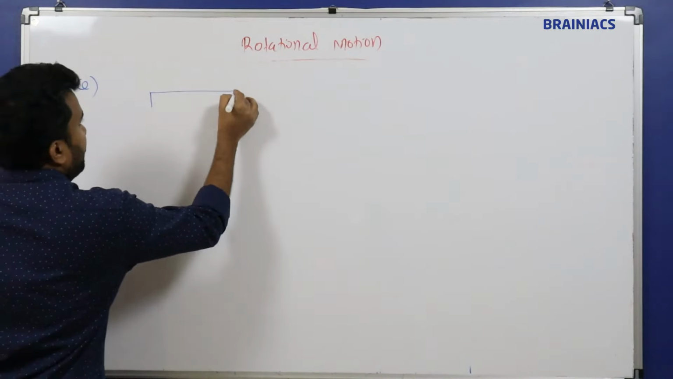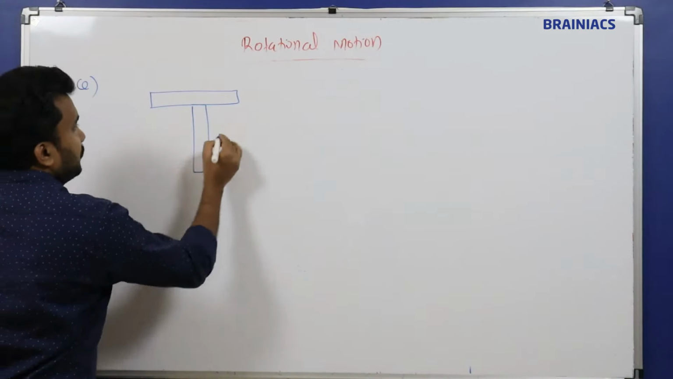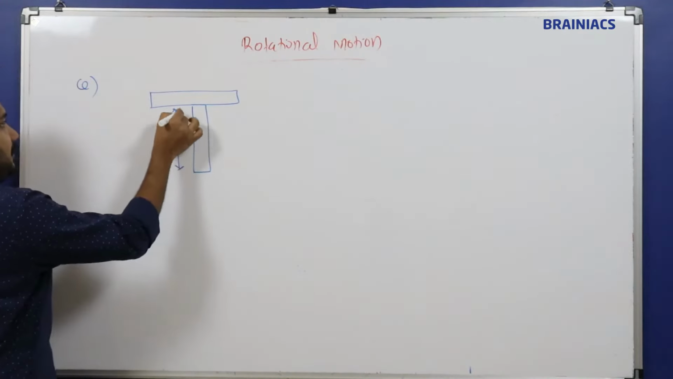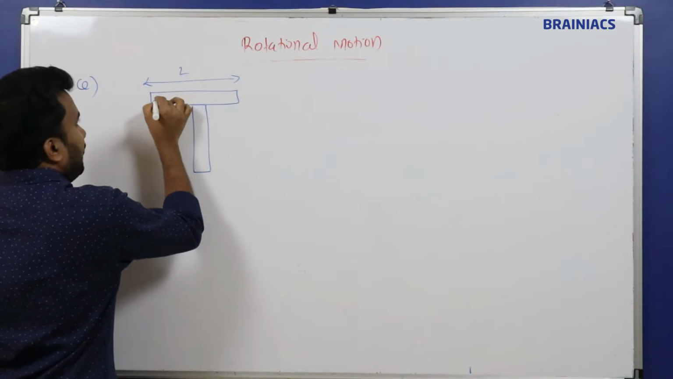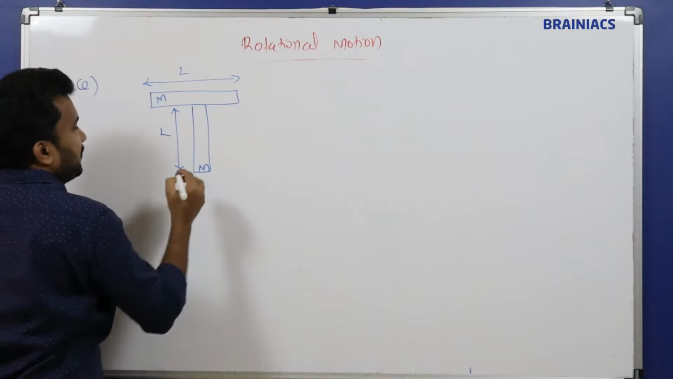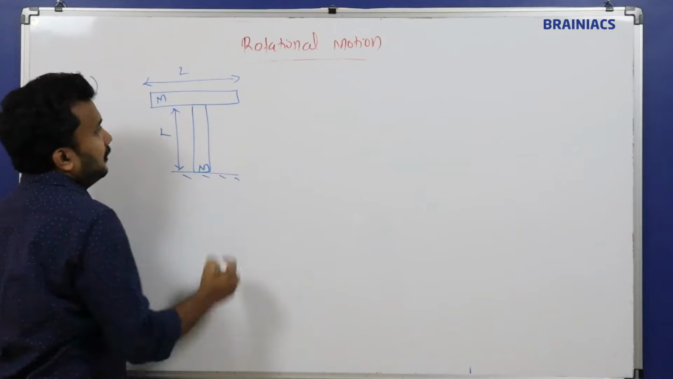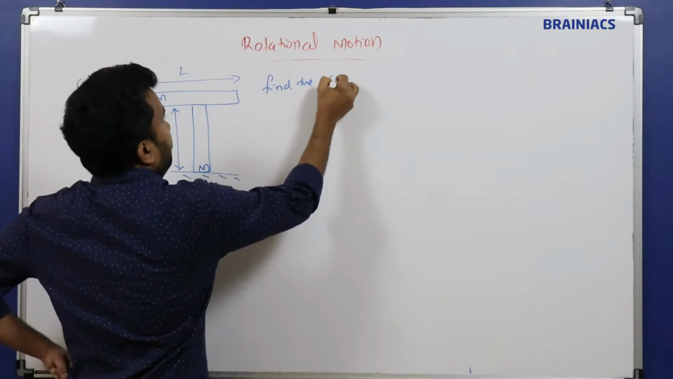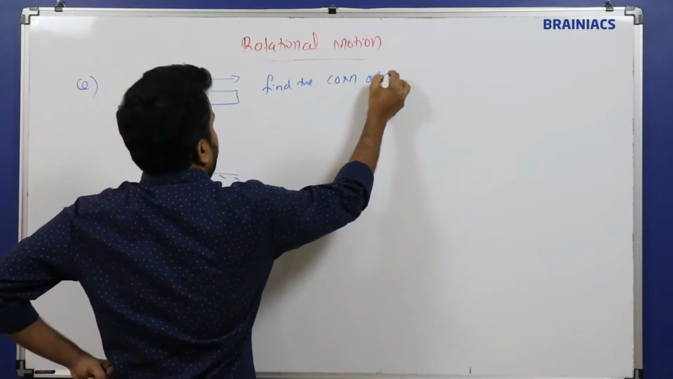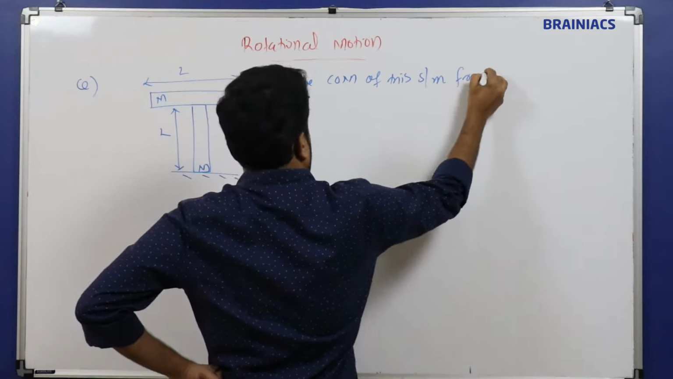We have a T-shaped structure given in the question. The length of this one is L, and here its length is L. Both will have a mass of m and m respectively, and this is just standing over here on the ground. Question is, find the center of mass of this system from the ground.